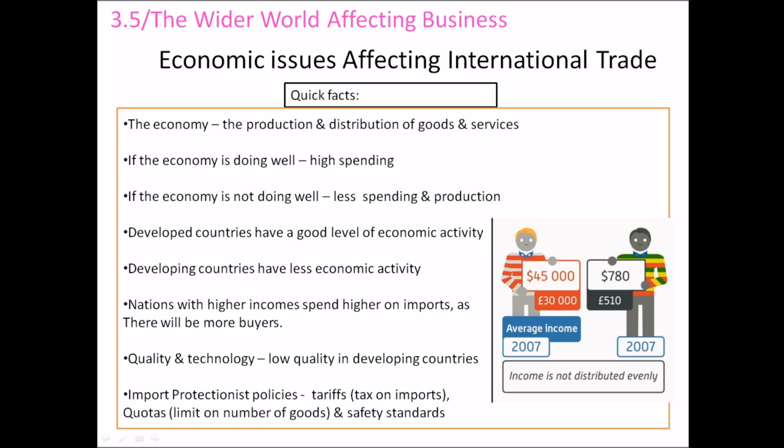So economic issues affecting international trade. So first of all, the economy is basically the production and distribution of goods and services. If the economy is doing well, this means there'll be high spending. If the economy is not doing well, there's obviously going to be less spending and production for that means. Now, developed countries, which is like the UK, have a good level of economic activity unless there's like a recession, but there's not at the moment, so we've got a good level of that.